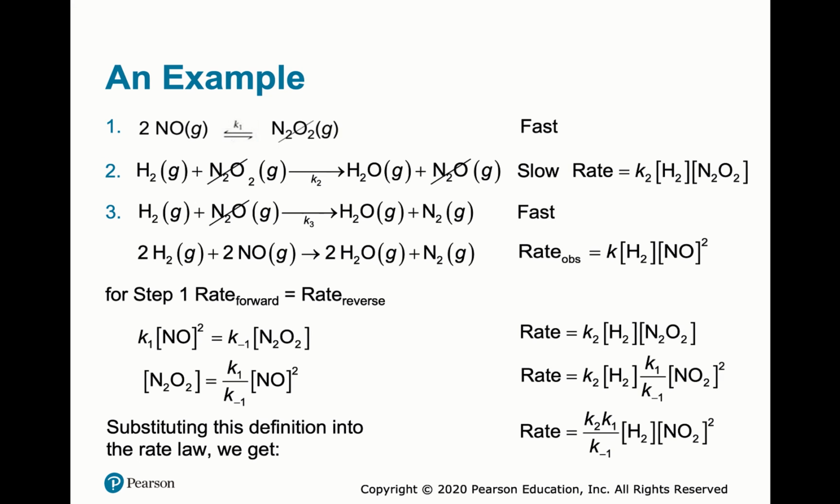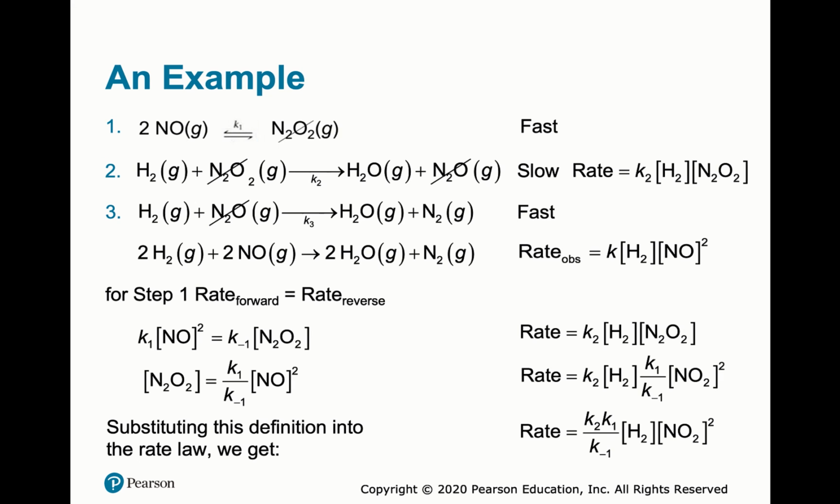These are 2 intermediates, and you can apply the steady state approximation such that, well, the rate is going to be the slow step. It's the elementary reaction slow step. So you have rate is equal to some rate constant times the concentration of hydrogen times the concentration of dinitrogen dioxide. But what is the concentration of dinitrogen dioxide? Well, we have the top reaction here.